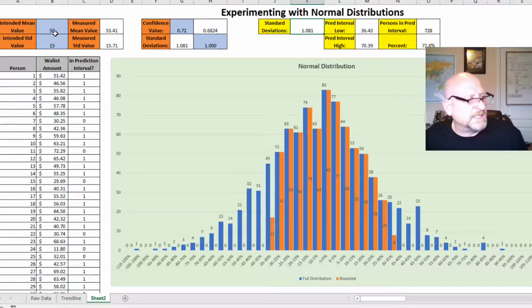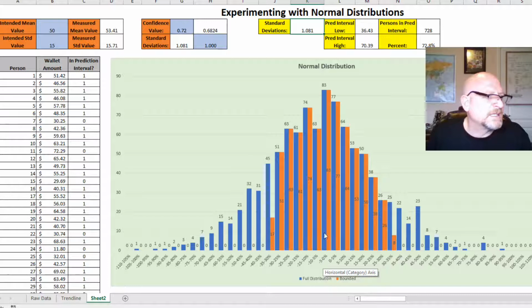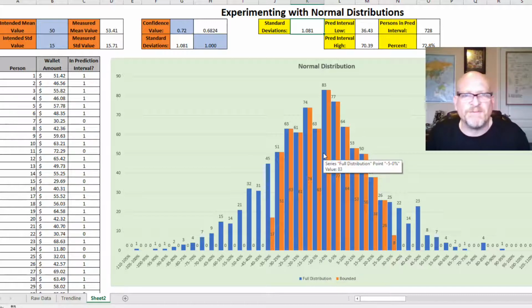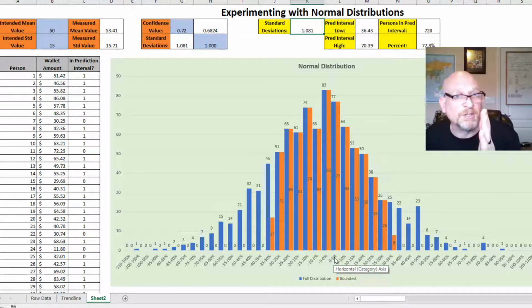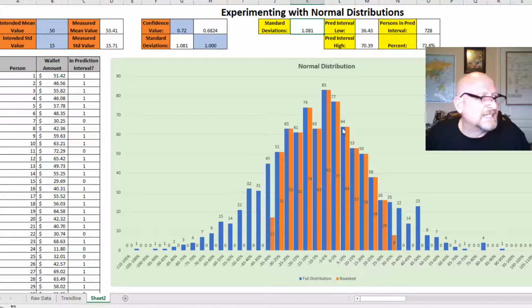So if the mean is 50, 5% is $2.50. So in this segment from minus 5% to 0%, that is from $47.50 to $50, I've got 83 people that have that amount of money. From 0 to 5%, it was between $50 and $52.50, I've got 77 people there. Okay, so if you just keep going out every $2.50, it tells you how many people are in there.